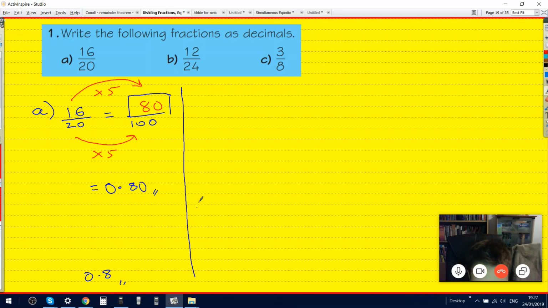Okay. How about part B? Part B. So we have 12 over 24. Now that is the same as 1/2, which might help us. So it's the same as 1/2. And to get 24 to 100, you need to times it.